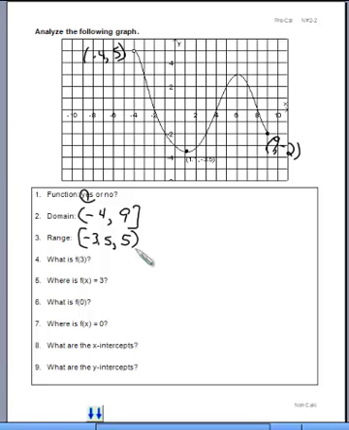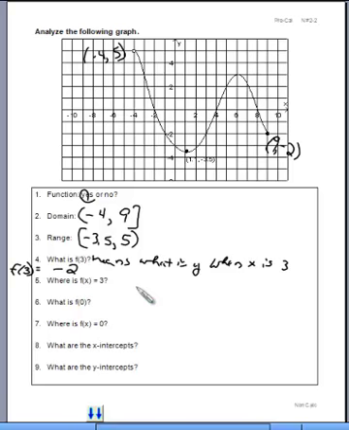Now, what is f of 3? If you were given an equation for a function, you would plug that 3 in for all the x's. But when you're given a graph, all you have to do is say that means your x is 3. So this means, what is y when x is 3? That's what that means. So you look at your 3, x, and read down here, and y is negative 2. So the value of that is negative 2. F of 3 is negative 2.